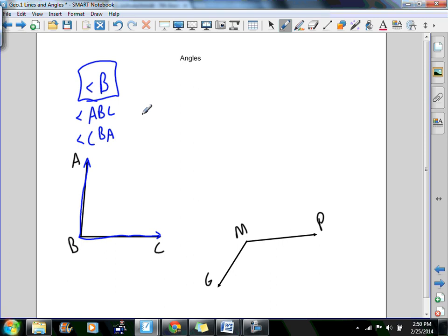So for these, I prefer them to be written this way, but the IXL activity I'll give you wants them written multiple ways. So for this one down here, I would prefer angle, and in geometry, if you have a shape or something, always write it out. GMP, or angle PMG, or just angle M. Those are the 3 separate ways to write this.